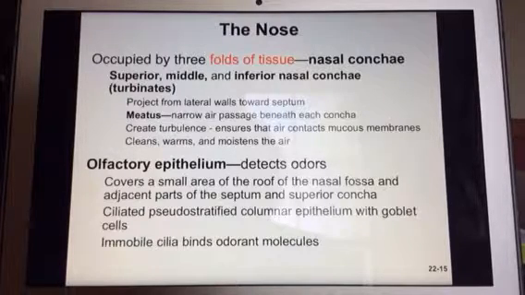And then also within the nose, we have olfactory epithelium to detect odors. It covers a small area of the roof of the nasal fossae and adjacent parts of the septum and the superior conchae. This epithelium is made of ciliated, pseudostratified, columnar epithelium, with goblet cells, but those cells have cilia that are moving together to help move the air. And then the cilia that are not moving bind to the molecules that make the odor.